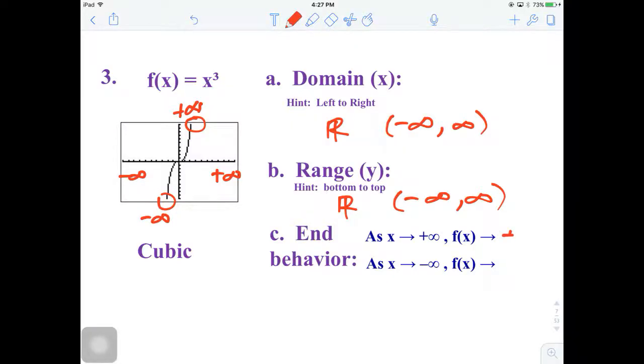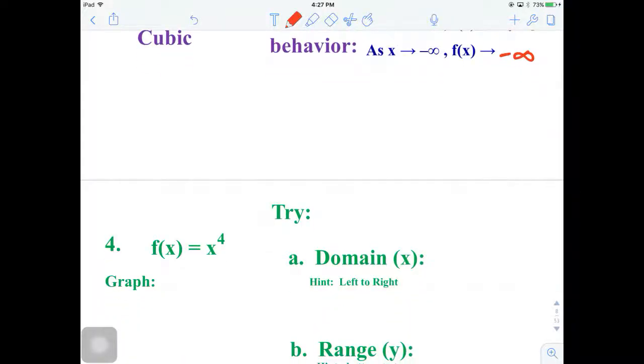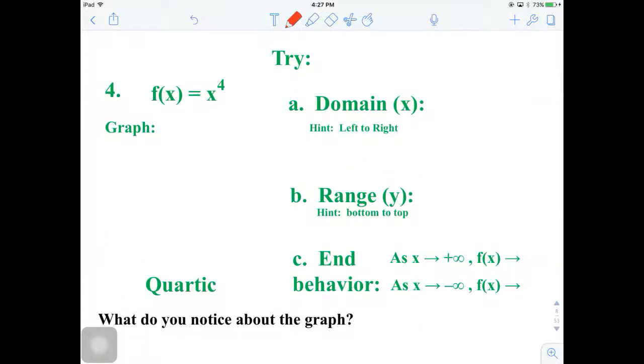So as you go to the right, it's positive. As you go to the left, it's negative in this case. So that would be the end behavior. Next, we're going to look at the quartic, which is the x to the fourth function. And the graph, believe it or not, is going to look like a W shape.